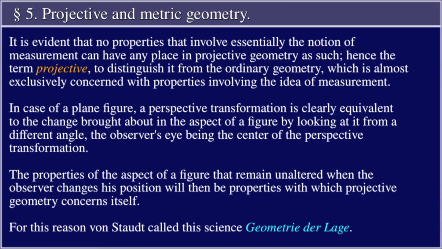In case of a plane figure, a perspective transformation is clearly equivalent to the change brought about in the aspect of a figure by looking at it from a different angle, the observer's eye being the center of the perspective transformation. The properties of the aspect of a figure that remain unaltered when the observer changes his position will then be properties with which projective geometry concerns itself. For this reason, von Staudt called this science Geometrie der Lage.